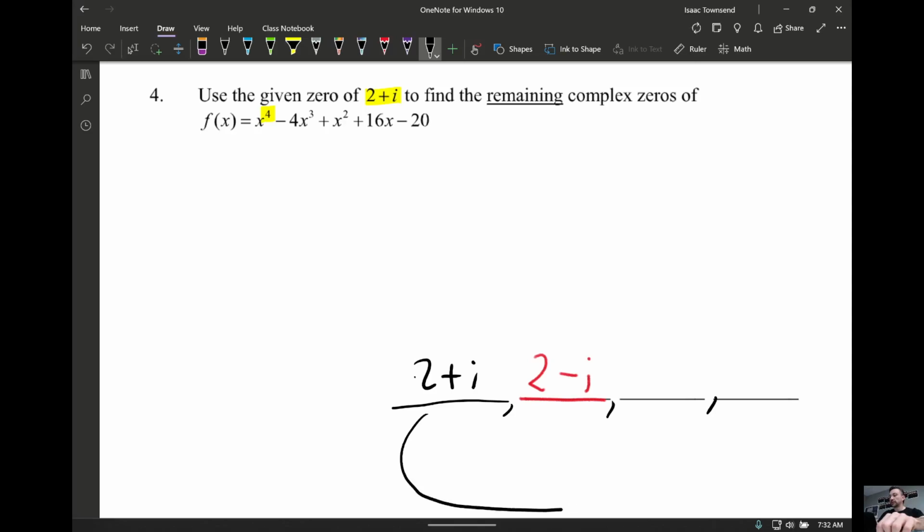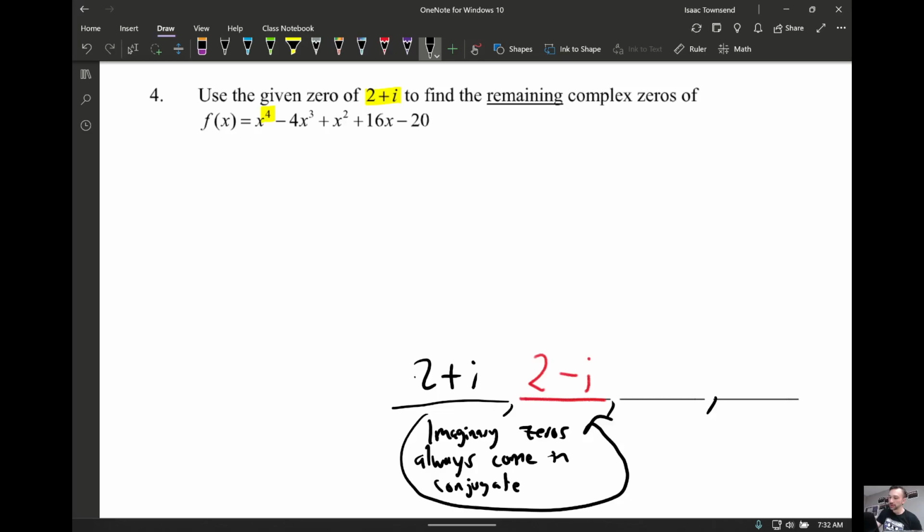So it sounds like you need to add this to your notes, because this is something you are expected to know: imaginary zeros always come in conjugate pairs. Remember, conjugate just means you're switching that middle sign. So when you're told 2 plus I is a 0, indirectly you're also being told 2 minus I is a 0.